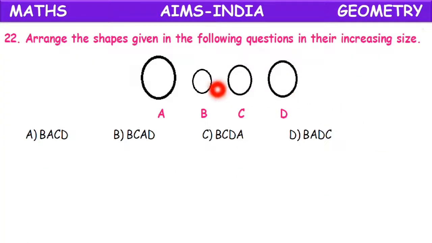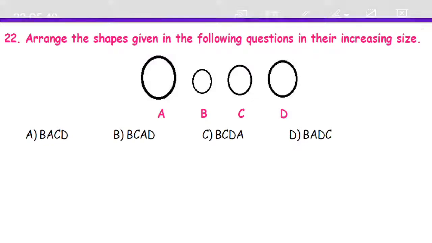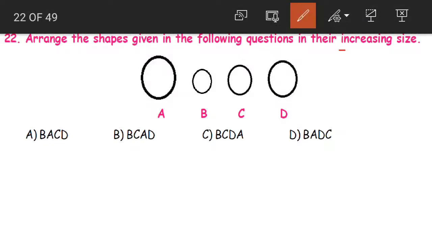Option D. Next, question number 22. Arrange the shapes given in the following questions in their increasing size. Now this is very easy, right children? By just looking at the circles given, we can say how to arrange. We have to arrange them in increasing size. That means the first one should be the smallest circle. Which is the smallest? B. So first comes B. Then we have the next circle is what?